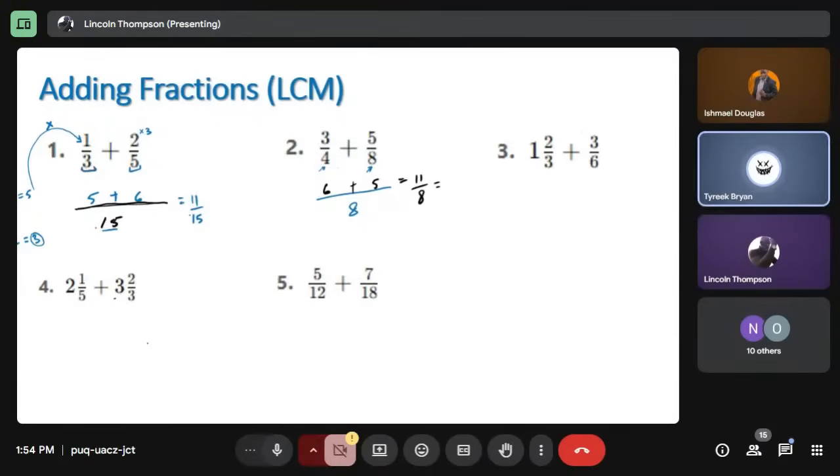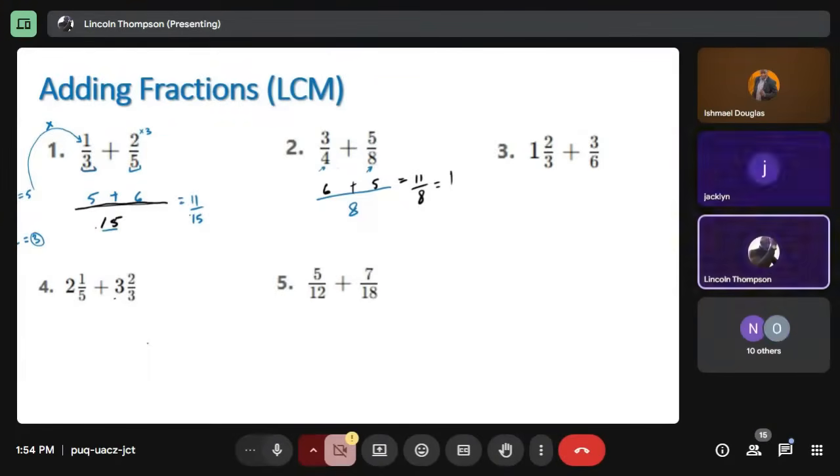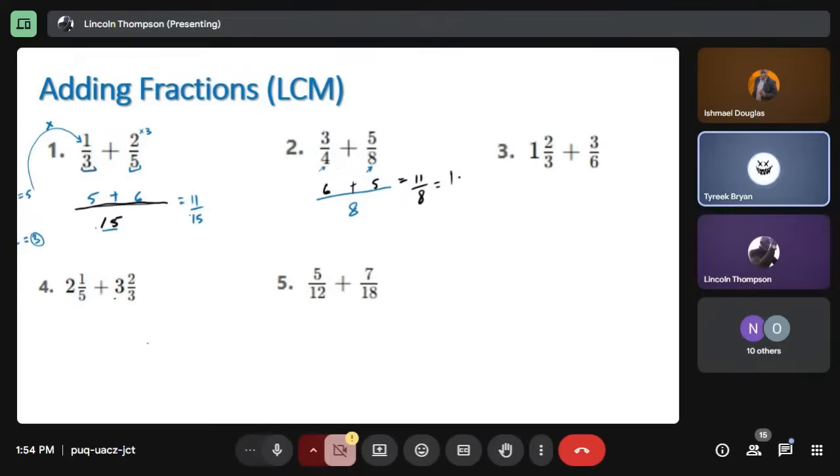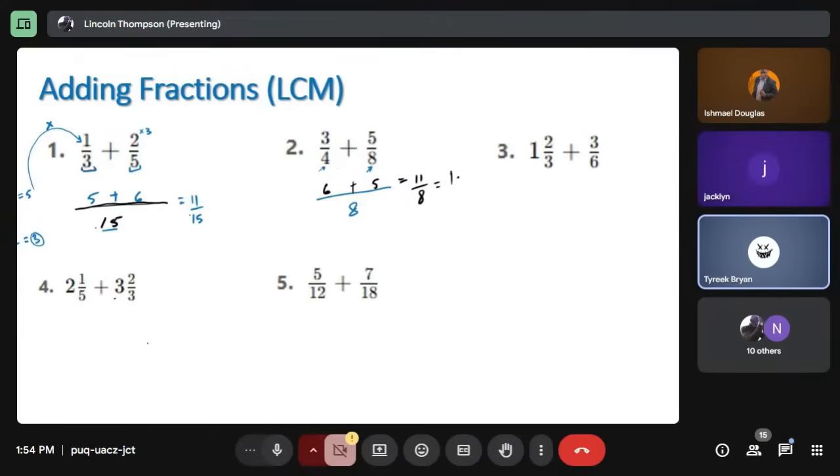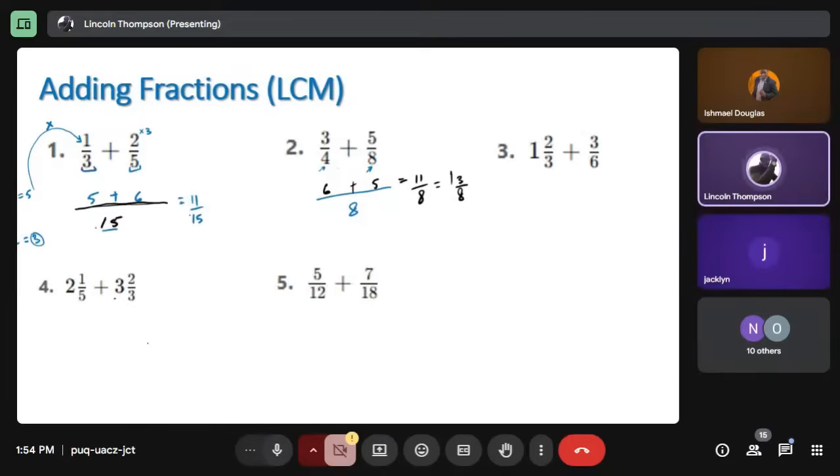So 1 and 4 over 8. 1 and 3 over 8. Is it 3 over 8 or 4 over 8? Think about it. Yes, it's 3. Because if it was 3, 8 plus 3 is 11. If it was 4, it would have been 12. You understand? Yeah, if it was 4, it would have been 12.